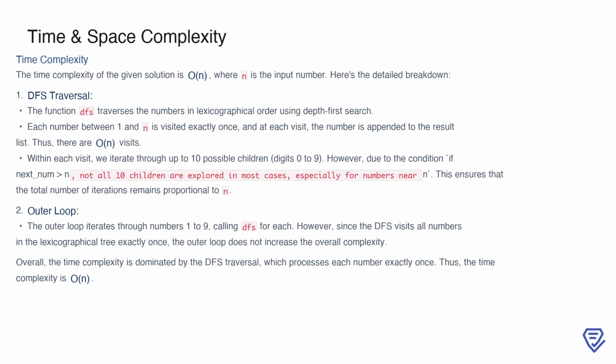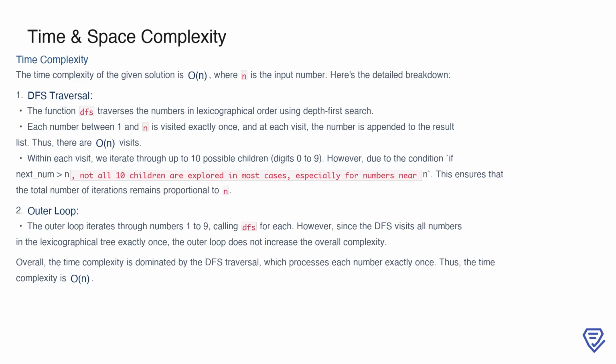The time complexity of this solution is O(n), where n is the input number, and this is primarily due to the depth-first search traversal. Let's break it down. The DFS function visits each number between 1 and n exactly once, appending each number to the result list during its visit. This means there are O(n) visits in total. Now, during each visit, the function iterates through up to 10 possible children, corresponding to the digits 0 through 9. However, the condition if next_number <= n ensures that not all 10 children are explored, especially for numbers closer to n. This optimization keeps the total number of iterations proportional to n.